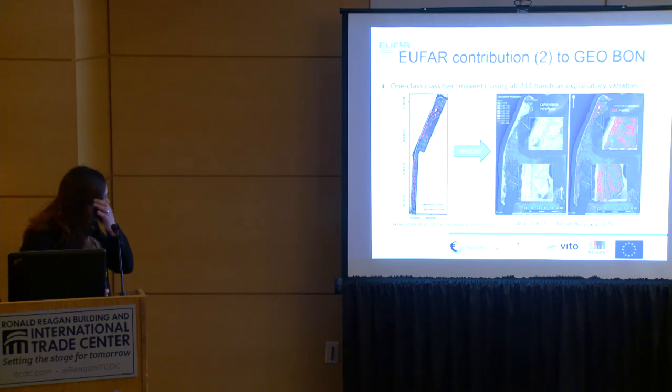And this is one of the results from that project. They developed a classifier, using a classifier called maximum entropy, and they used all 244 bands. As you can see here, because we were discussing field measurements also, these are all the validation plots and all the calibration plots that were used. And from the airborne data, this is a map that can be derived: an occurrence probability of Campylopus introflexus with an accuracy of 0.75. This result is also published in this paper.